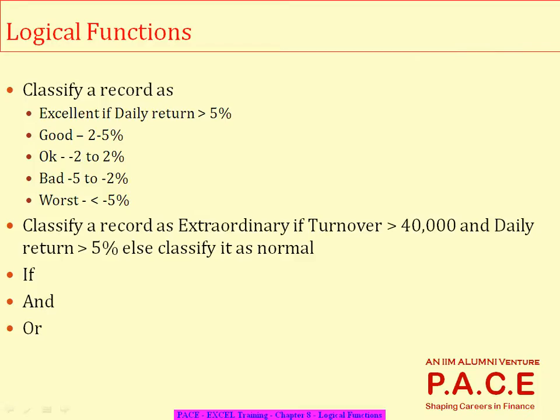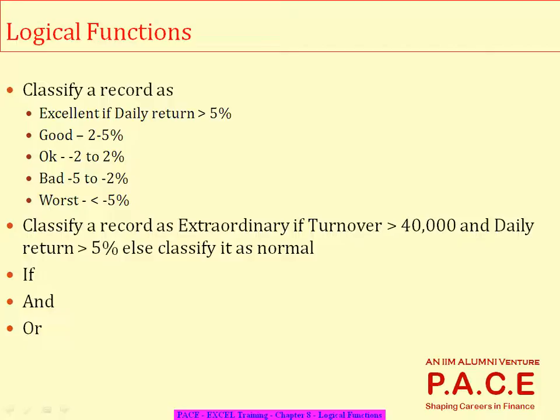The second query is classify a record as extraordinary if turnover is greater than 40,000 and daily return is greater than 5%. Both conditions have to be met. So when both the conditions have to be met, I'll have to use AND. Even if 5 conditions are there, all 5 have to be met, then I'll use AND.